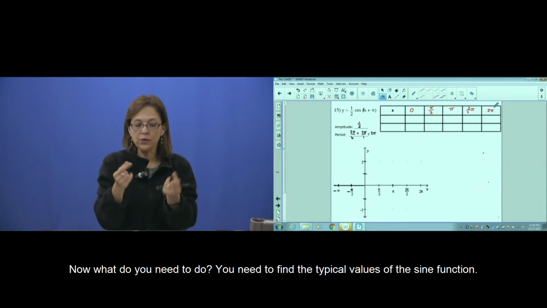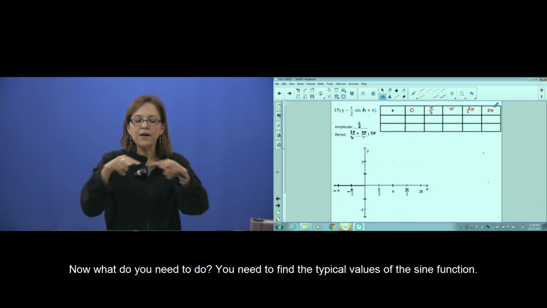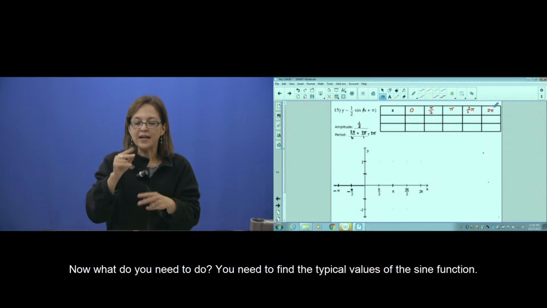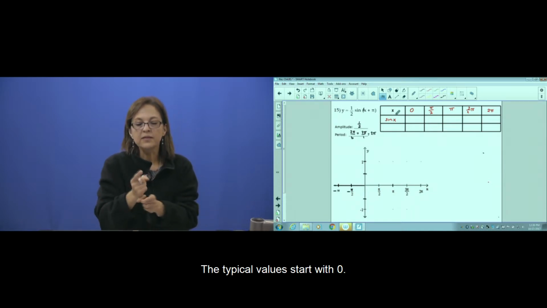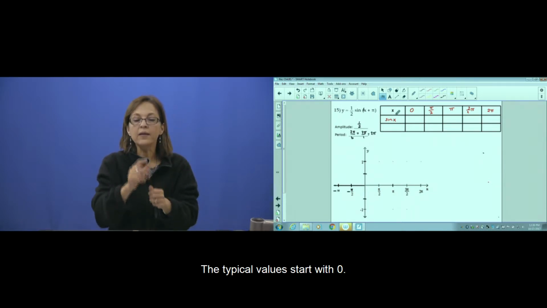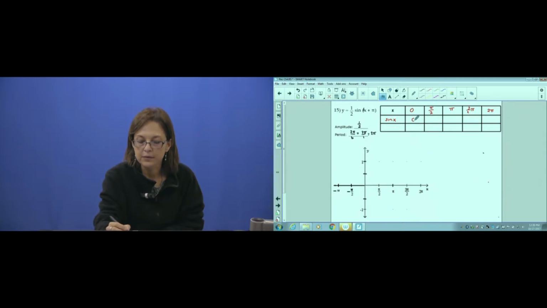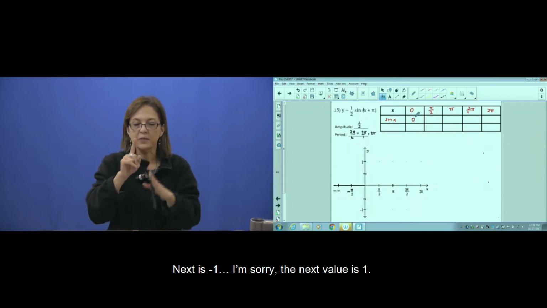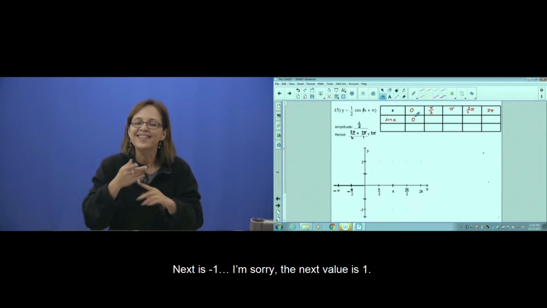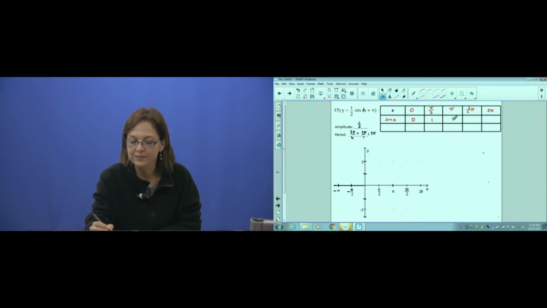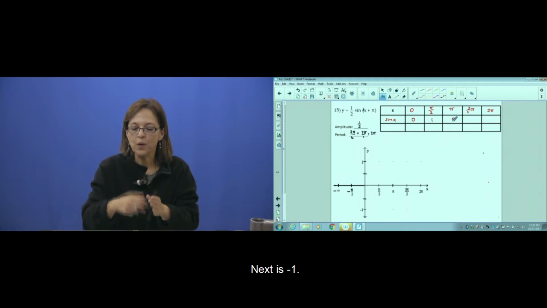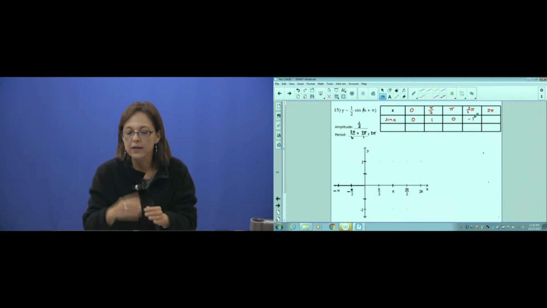Now, what to do? Find the typical values of the sine function. The typical values start with 0. The next is 1, then 0, then -1, and the last is 0.